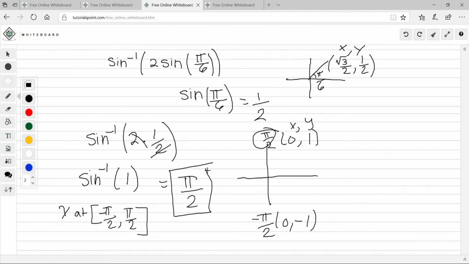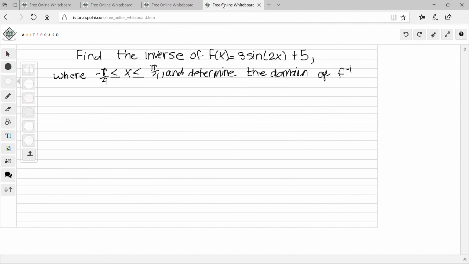Okay, we'll do one last problem. Okay, so the last problem says find the inverse of f of x equals 3 sine of 2x plus 5, where alpha is in between negative pi fourth and positive pi fourth. And then we got to determine the domain of f inverse.